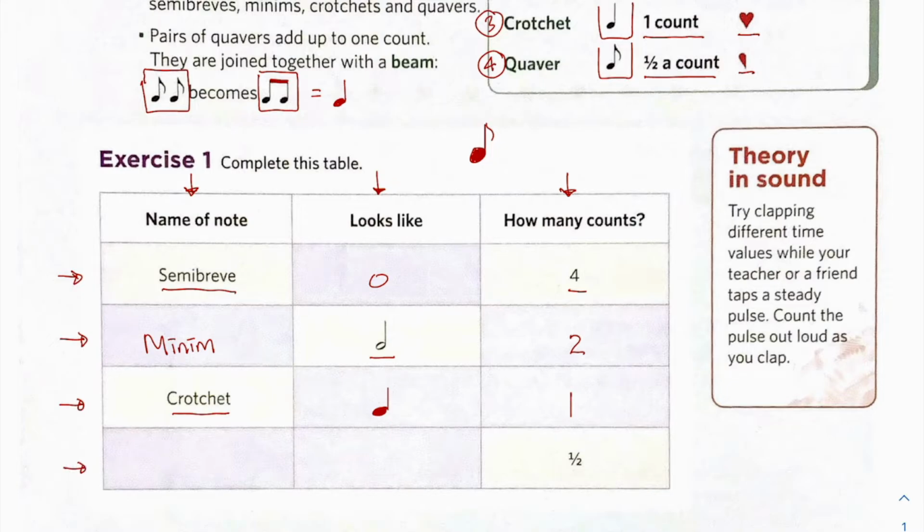And the last row, name of note is missing. And looks like it's missing as well. But it tells us it's half a count. Half a count would be quaver. So we're going to write quaver here. And it looks like a crotchet, which is shaded with a stem and a tail.